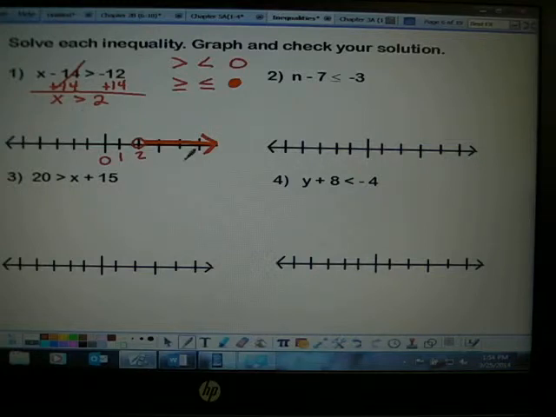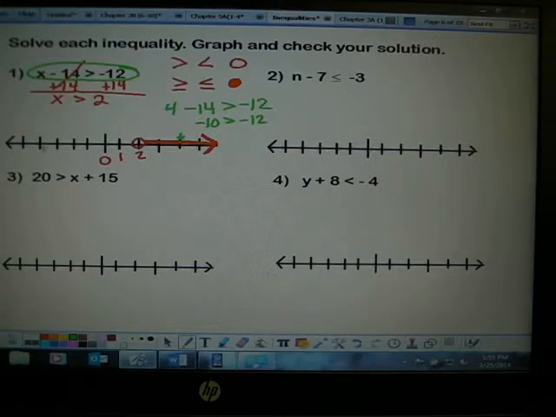Now I also said you could check your answers, and the way you check your answers is you pick a number that you graphed, like 3 or 4 or 5 or a million, it doesn't matter. You can pick any of those numbers and you plug it back into this original inequality to make sure it works. So I'm going to pick the number 4 right here. Is 4 minus 14 greater than negative 12? So 4 minus 14 is negative 10. And is negative 10 greater than negative 12? And it is. And so that tells us that's a correct answer.